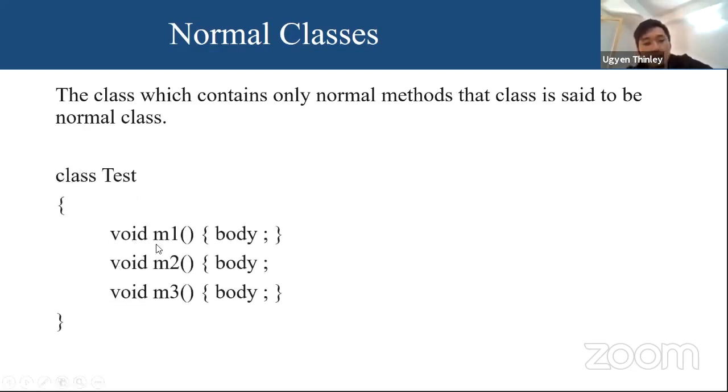Inside the class, we have methods m1, m2, m3, method declarations, and each has a method implementation. So this is a normal class. So what is an abstract class? The next one is abstract class. The abstract class may contain an abstract method or may not contain an abstract method. Remember that.